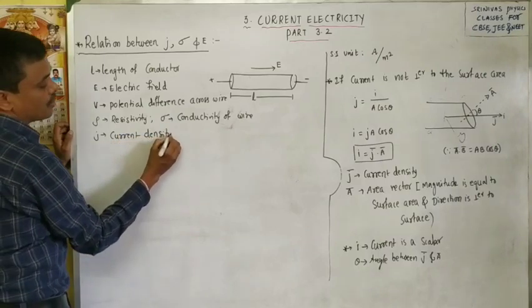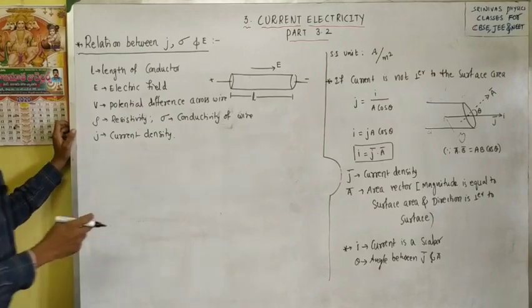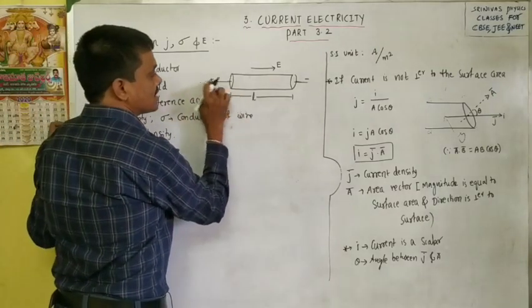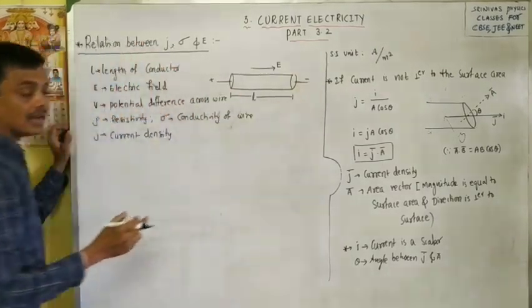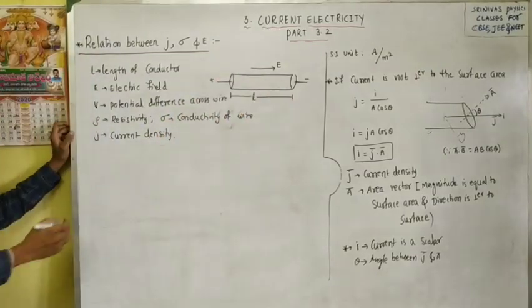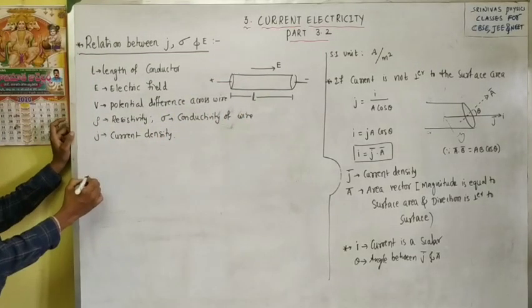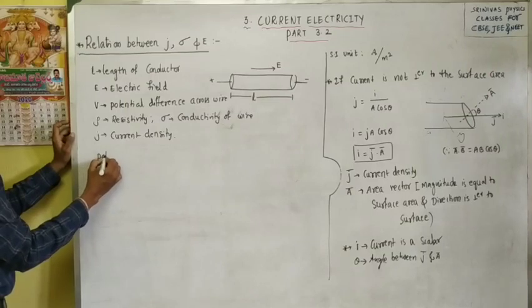Now let us see. I am going to derive the formula. When we connect this end to the positive terminal and this end to the negative terminal, there exists some potential difference across the wire, right? What is the formula for the potential difference across the wire?